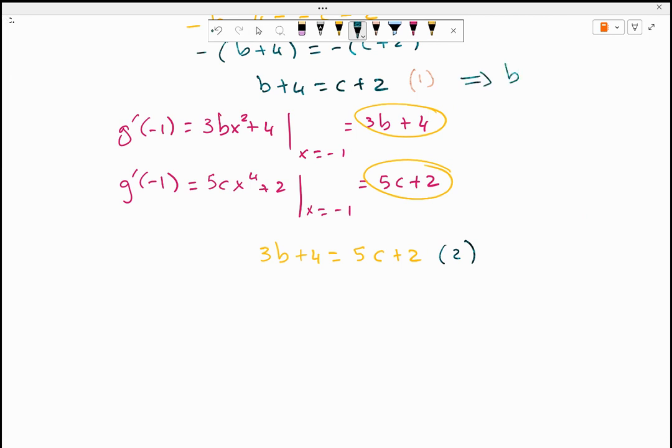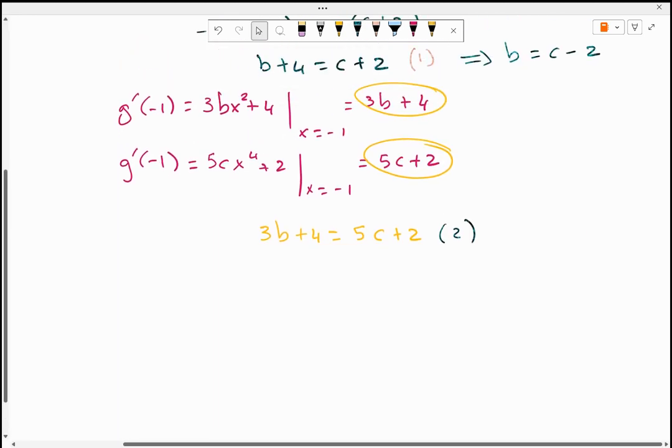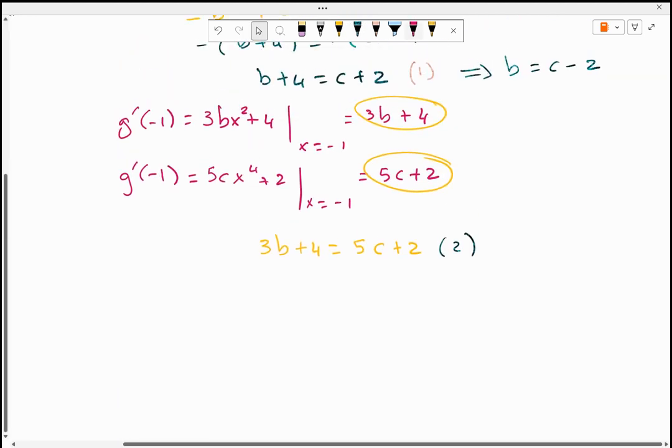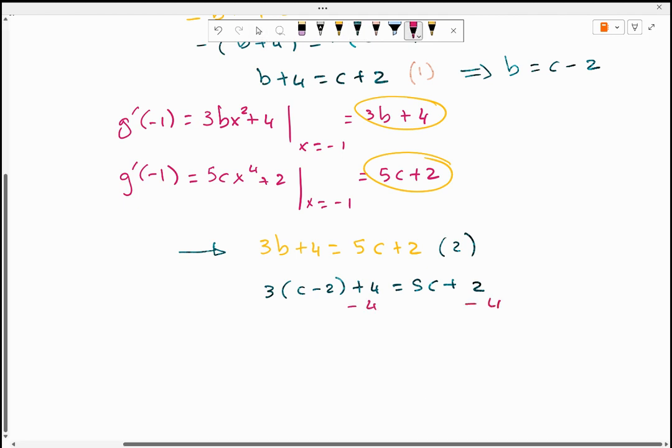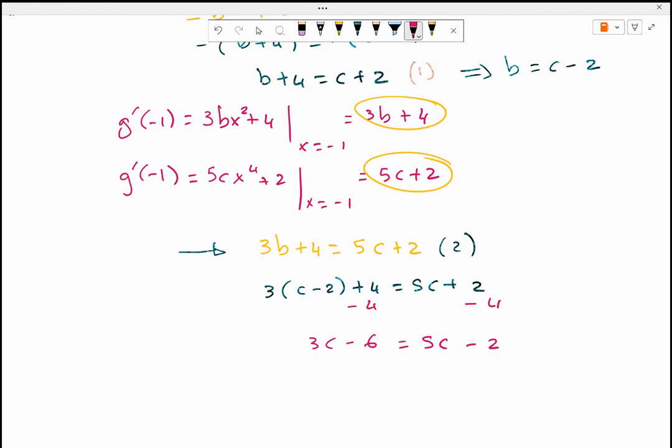I'm going to say here that b is equal to c minus 2, when you subtract 4 from each side. And then we're going to substitute that value into this equation here. So we're going to say 3 times c minus 2 plus 4 is equal to 5c plus 2. Let me subtract 4 from each side. So 3c minus 6 is equal to 5c minus 2. Then I'm going to subtract 5c from each side. -2c minus 6 is equal to -2.